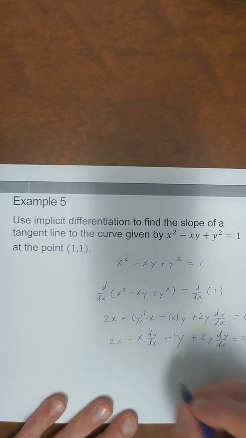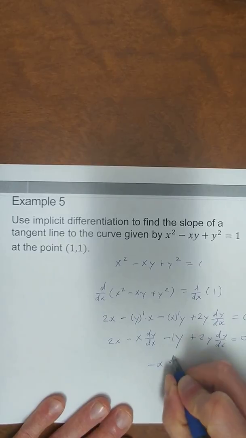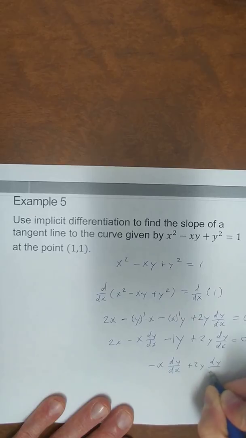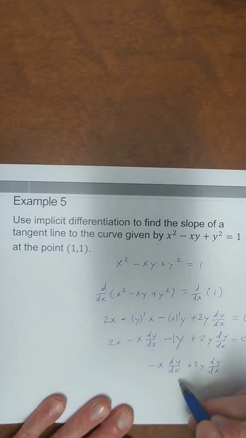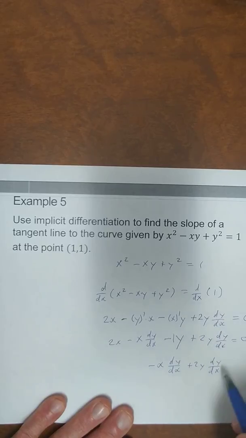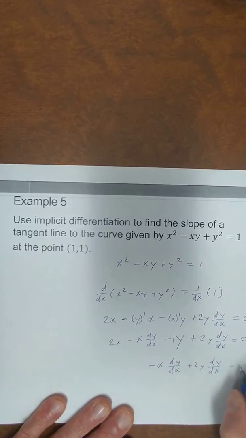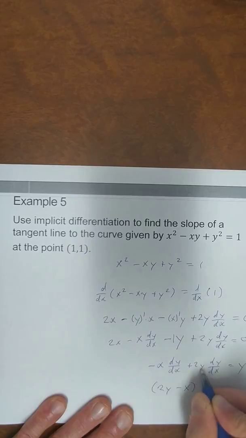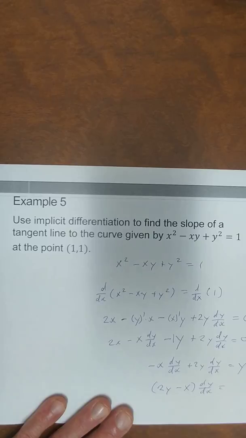Now we can solve for dy/dx, so we'll keep our dy/dx terms on one side, which is the negative x dy/dx term, and then 2y dy/dx, and then the other terms are, I'll take the y over, change its sign, so it'll be positive y minus 2x. And then I will factor out dy/dx. So I'm going to switch those around, so it'll be 2y minus x. I just switched them to make the leading term positive.